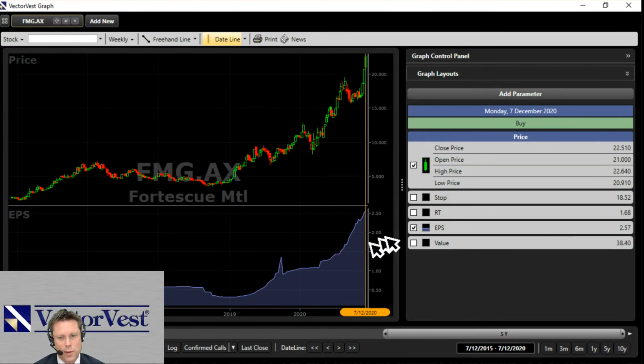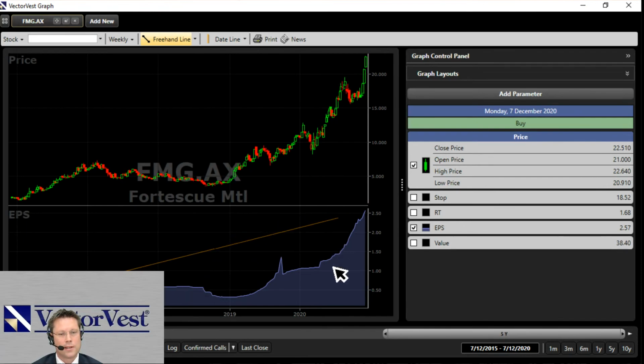So at VectorVest, we have an EPS indicator. It's a 12-month leading forecast on earnings. So what we're saying is this is what we're forecasting earnings to be in the next 12 months. If you are buying into companies with growing, rising earnings, and I'll put my freehand line here, let's just make this jump out a bit better.